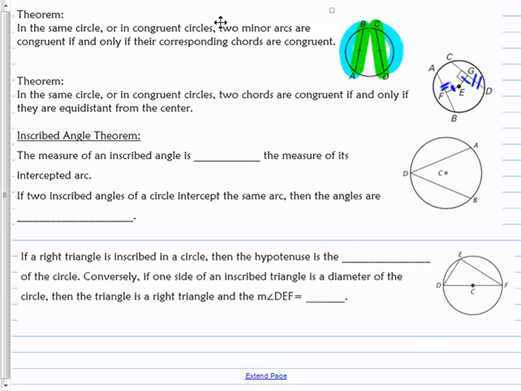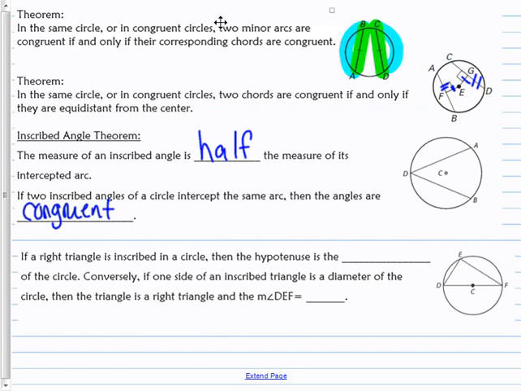Inscribed angle theorem. The measure of an inscribed angle is half the measure of its intersected arc. So central angles have the same measure as their arcs, but inscribed angles are only half the measure of the arc. If 2 inscribed angles of a circle intercept the same arc, then the angles are congruent.